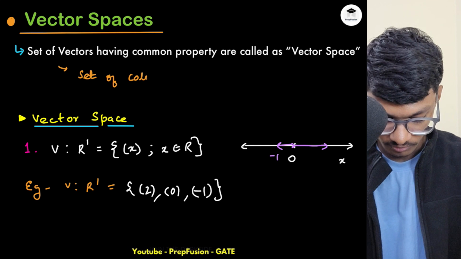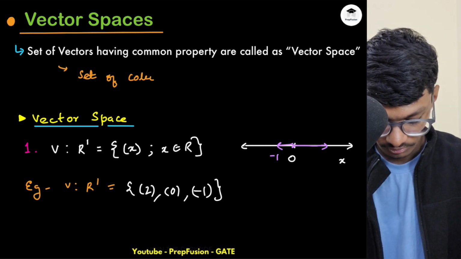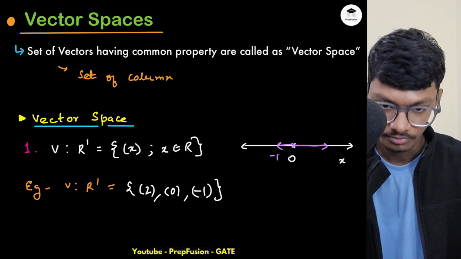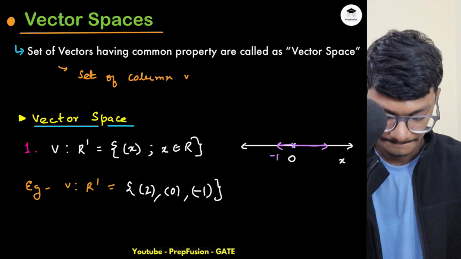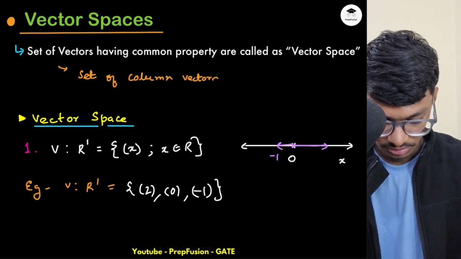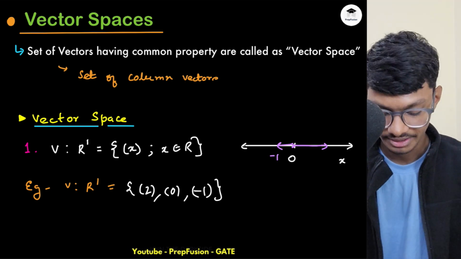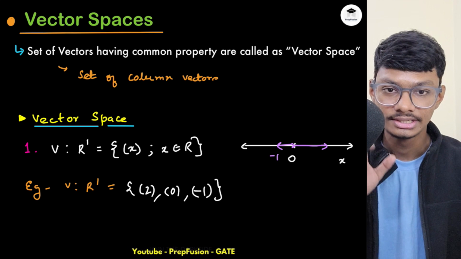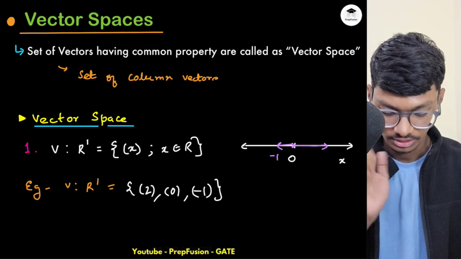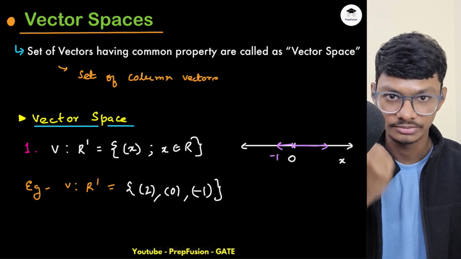So a set of column vectors that has some common property with it. What are the common properties? So basically it has to have the same dimensions. So if you see, let's take one example. Slowly with examples we'll understand this.